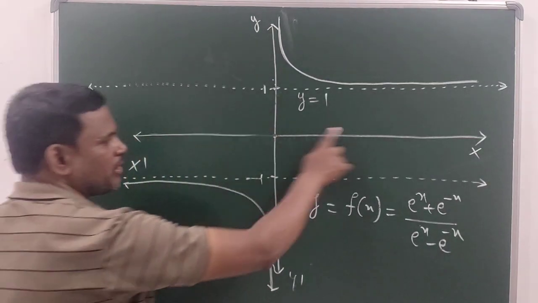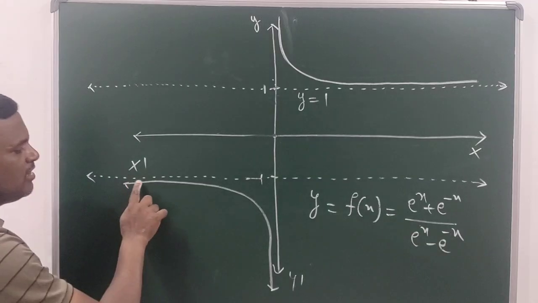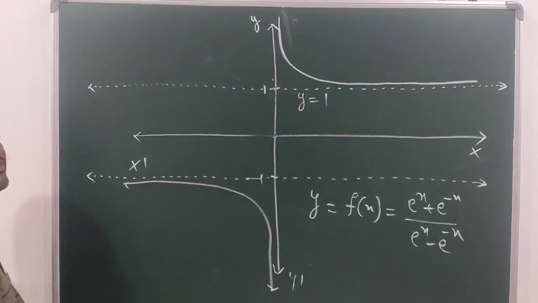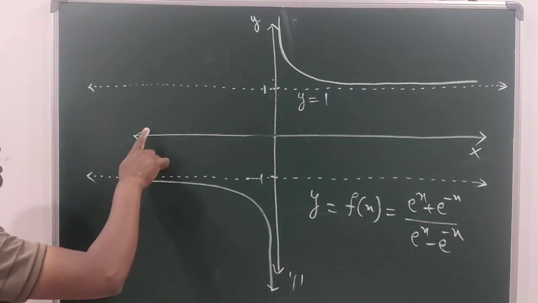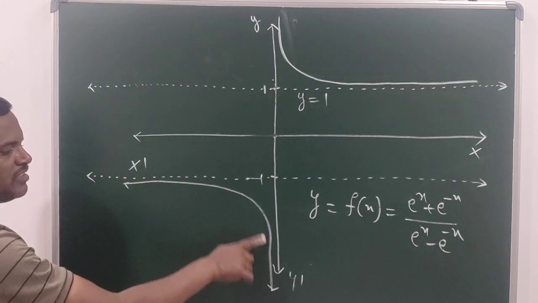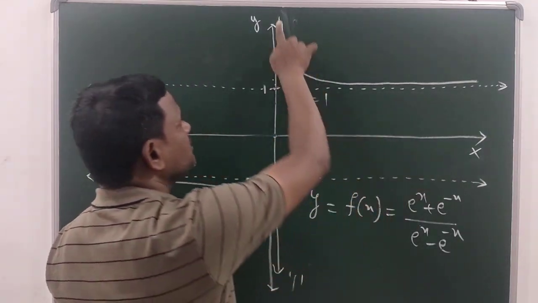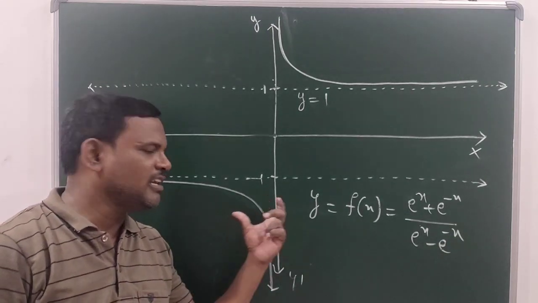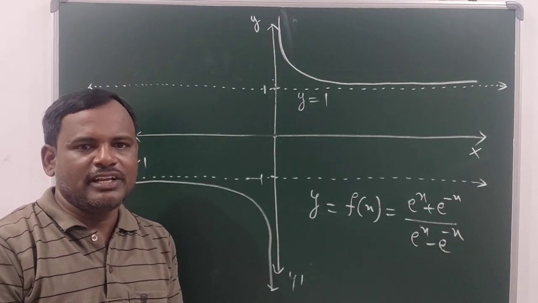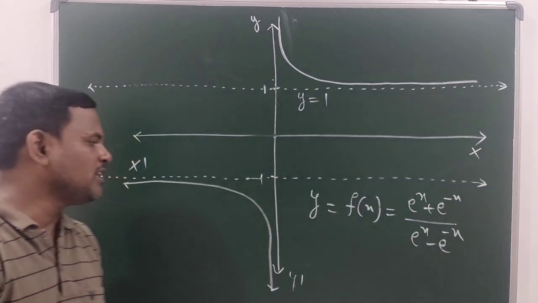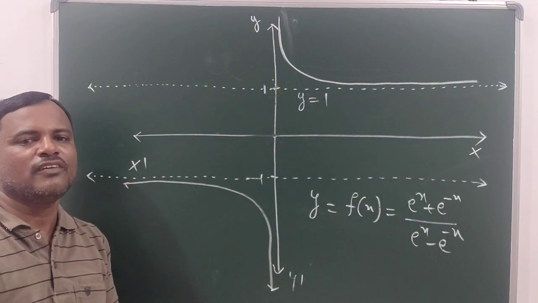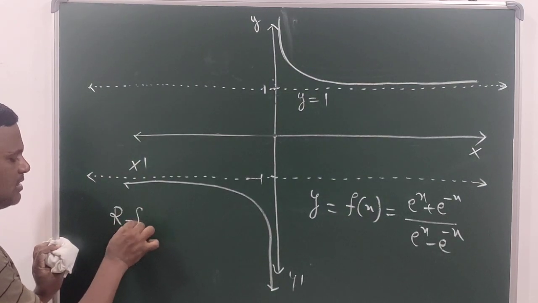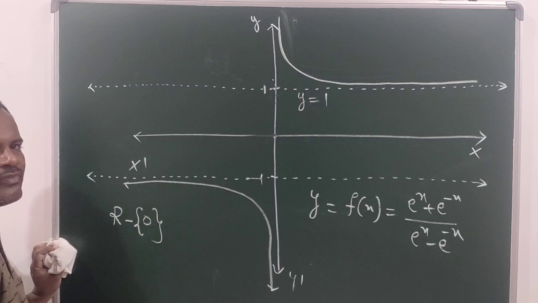So move from left to right. Your domain values are increasing, so here your graph is decreasing. Okay students, your domain values are increasing, your range values are decreasing. Here also your domain values are increasing, your range values are also decreasing. Okay, it is a decreasing function in its domain. I hope you have understood the graph of cot hx, whose domain is R minus 0.